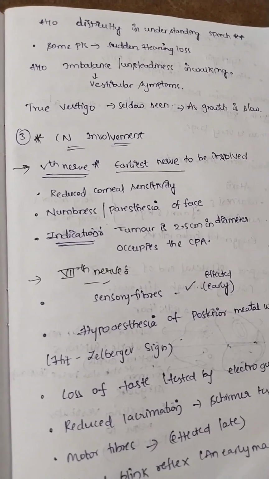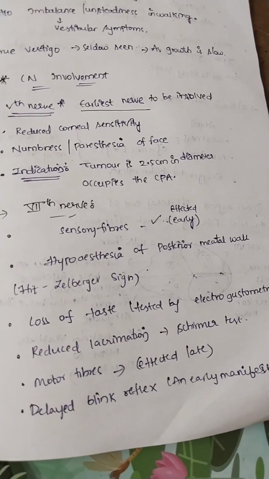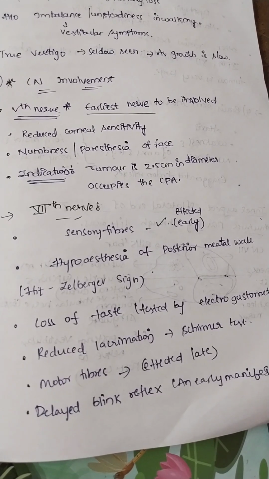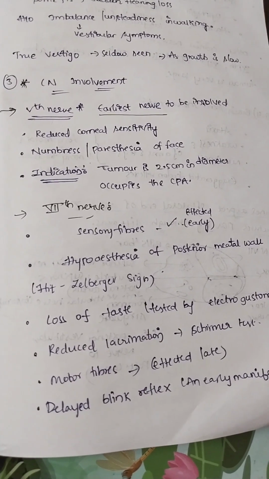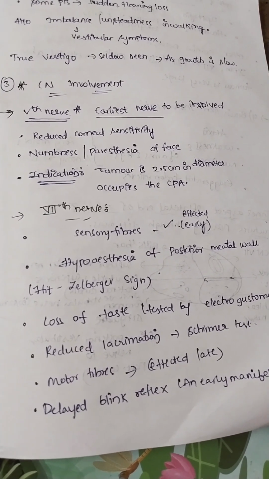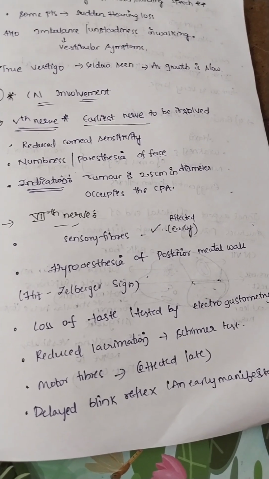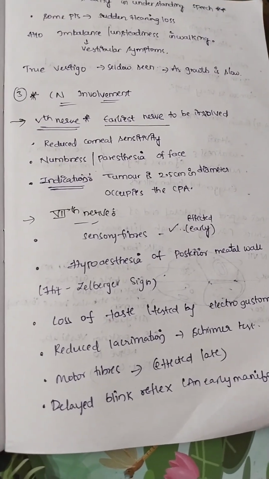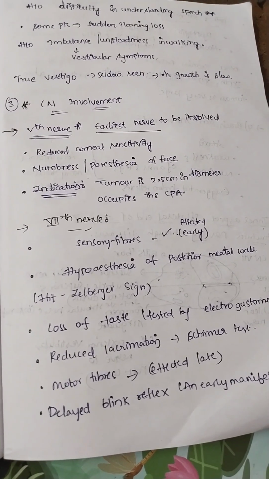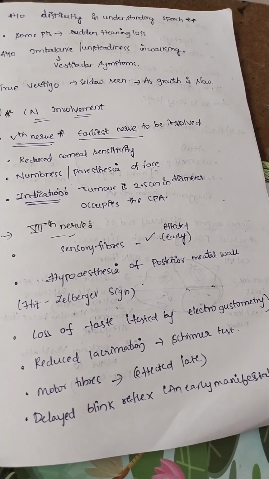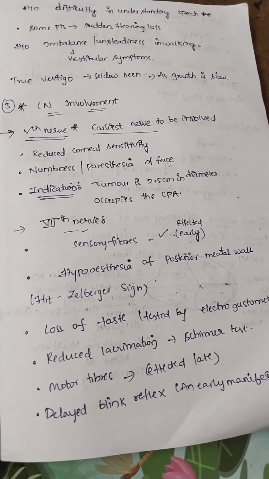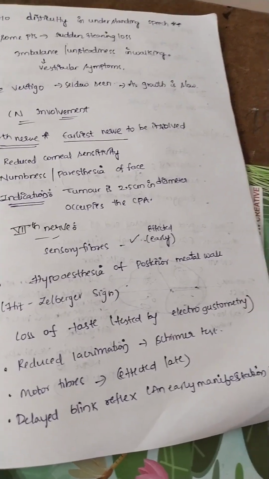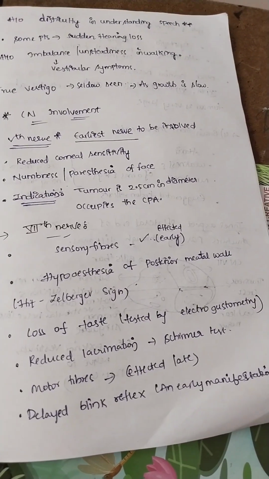If the seventh cranial nerve is involved, sensory fibers are involved early, then motor. Hypoesthesia of the posterior meatal wall occurs. This is known as Hitselberger sign. Loss of taste can be tested by electrogustometry, and reduced lacrimation occurs. We'll test this by the Schirmer test. Motor fibers are affected late; delayed blink reflex occurs as an early manifestation. Okay.